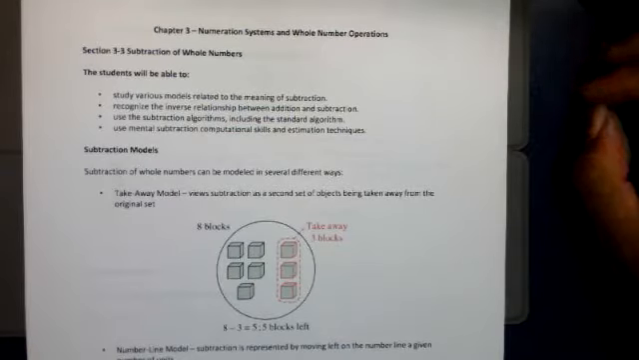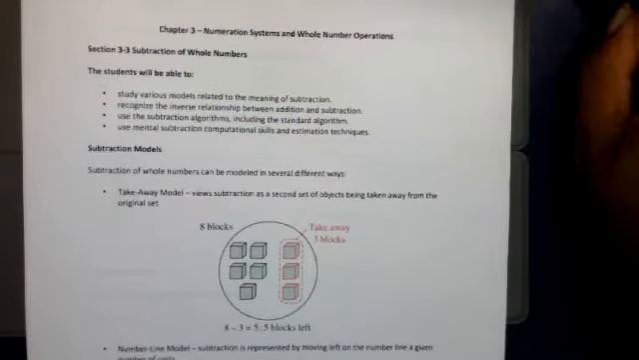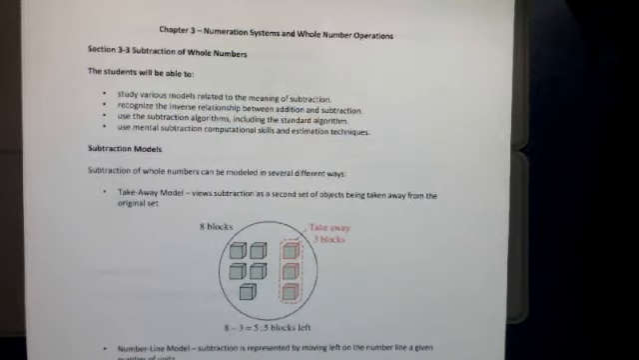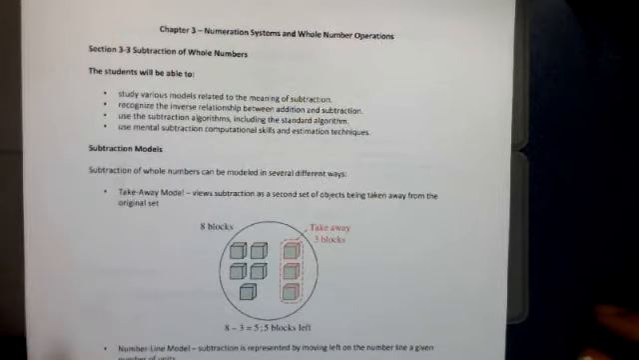All right, so let's start off with some subtraction models here. Subtraction of whole numbers can be modeled in several different ways. One of them, of course, is the takeaway model. And this views subtraction as a second set of objects being taken away from the original set.